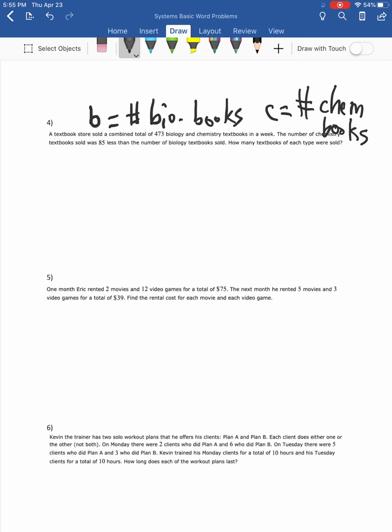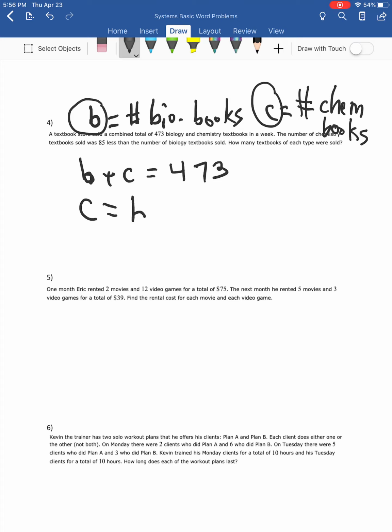You can use X and Y if you're more comfortable, but B and C makes more sense here. Okay, first sentence. Combined total of 473 biology and chemistry textbooks. So that means this plus this adds to 473. So B plus C equals 473. The number of chemistry textbooks sold was, so C equals 85 less than the number of biology textbooks sold. So it's the number of biology textbooks, B, minus 85.